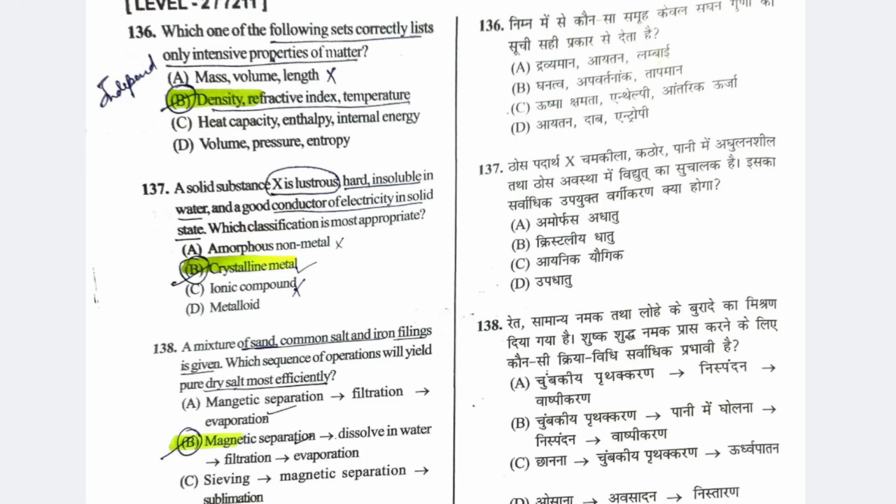Which of the following sets correctly list only intensive properties of matter? So option number B, density, refractive index, and temperature will be the correct answer. A solid substance X is lustrous, hard, insoluble in water, and a good conductor of electricity in solid state. Which classification is most appropriate? So option number B, crystalline metal will be the correct answer.